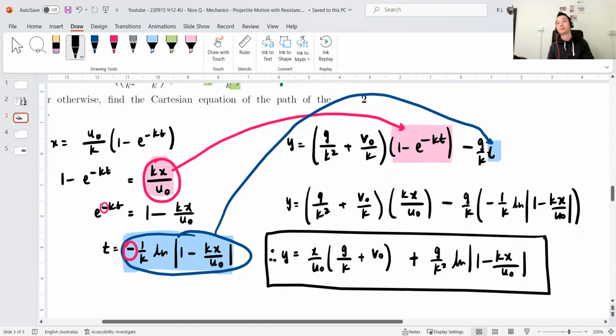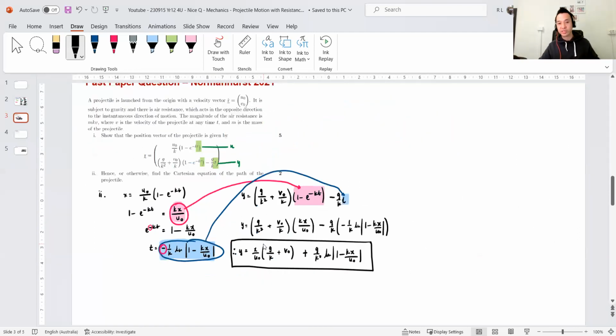Therefore y equals that. How's that, guys? That's how you do this question, which is projectile motion with resistance in the mechanics topic in Extension 2. Guys, hopefully that was good.